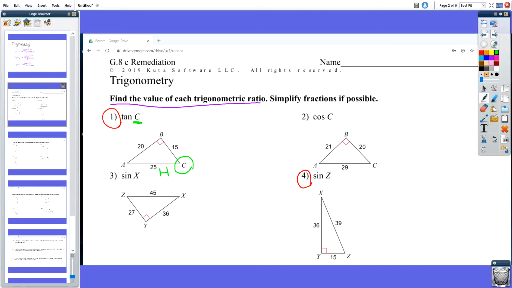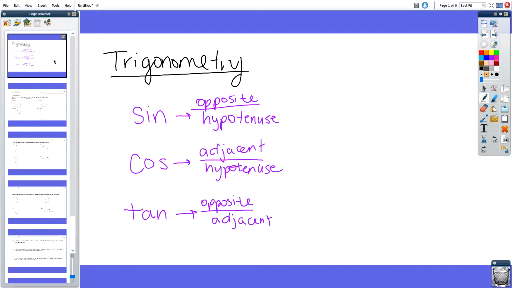Next, I'm going to label the opposite side. That is directly across or opposite the angle that we circled. So my opposite side is there. And last, I'm going to label my adjacent side. That's going to be the last side that we have left. That's going to be right next to the angle that we've circled. So tangent, if we look back here, tangent is going to be opposite over adjacent.